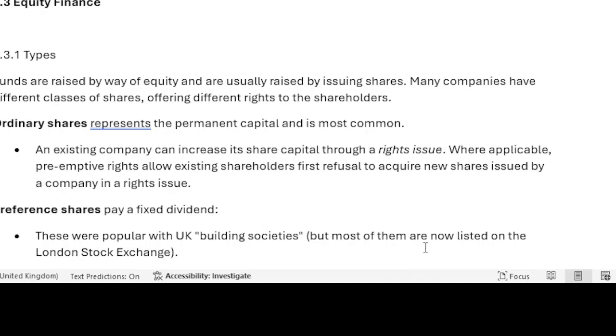So with equity financing, mainly we look at things to do with shares. That's how we get money. Either we're issuing different shares, new shares, that is ordinary shares. We're having new shareholders coming into an existing company, paying money, and then they can have ownership attached to them. Or we have preference shares.